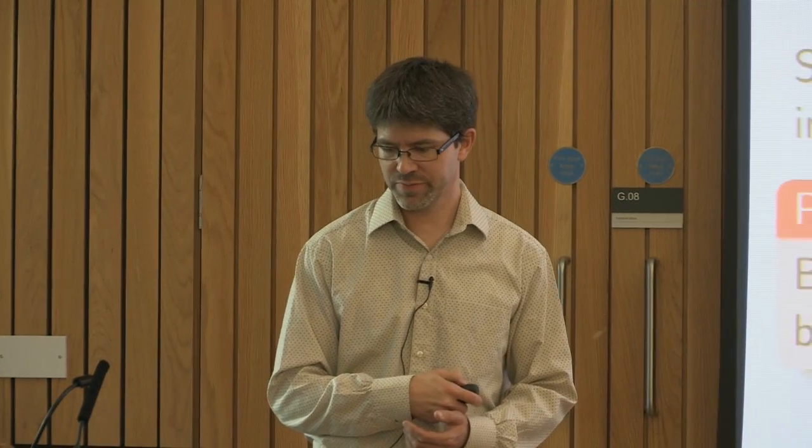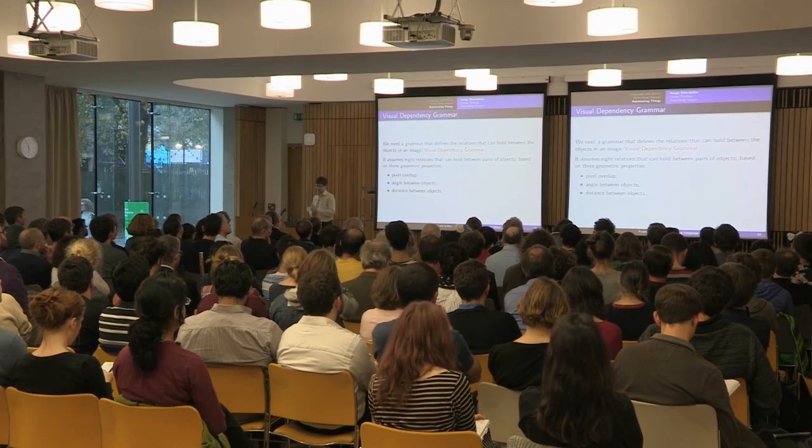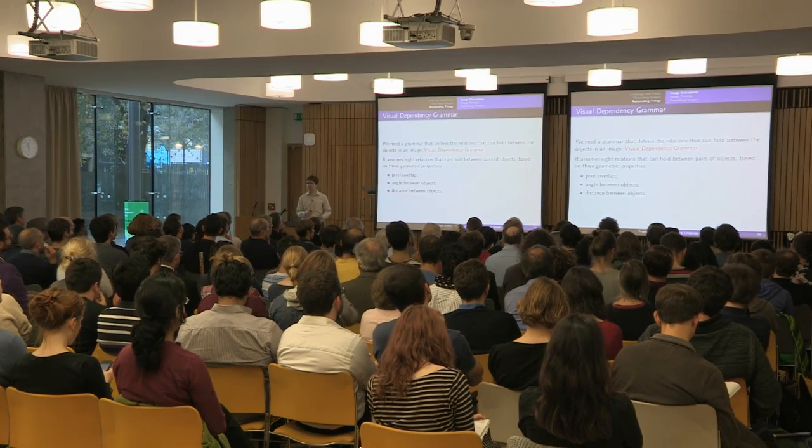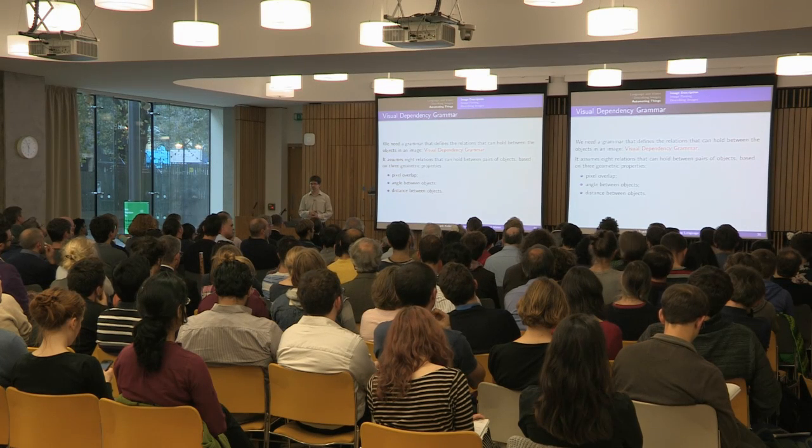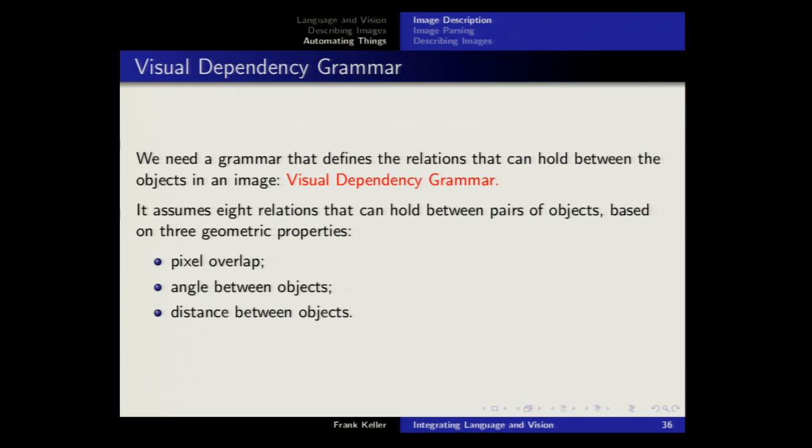That is the hypothesis that we're going to test in this part of the talk. Okay, and we now need a formal device that generates these visual structures. We call it a visual dependency grammar, and the representations we call visual dependency representations, because they express the dependencies between visual objects. And more specifically, we have 8 relations that are defined in terms of pixel overlap, the angle between the objects, and the distance between the objects.